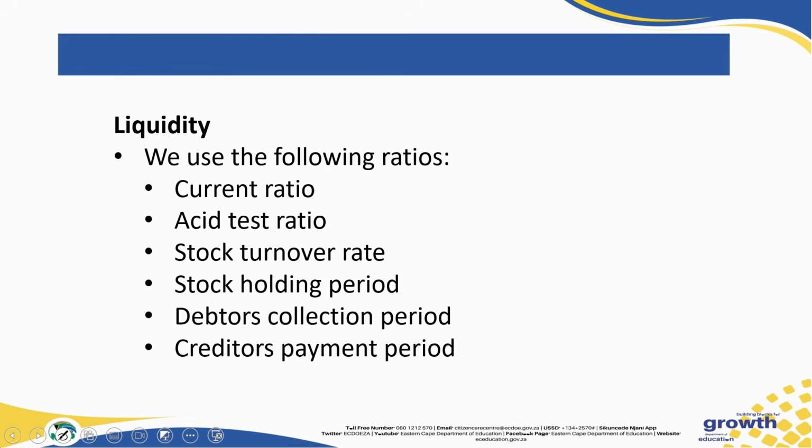Then we have our debtors collection period. How long do our debtors take to pay us, which is usually a norm of 30 days. That's the norm for debtors. And then creditors payment period, the norm there is 60 days. So we want our debtors to pay us in 30 days so that a month later we are able to pay our creditors.